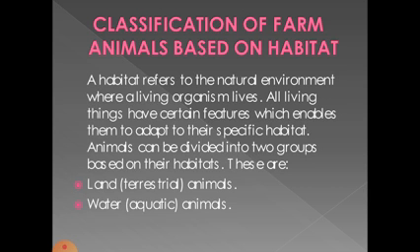Classification of farm animals based on habitat. A habitat refers to the natural environment where a living organism lives. All living things have certain features which enable them to adapt to their specific habitat. Animals can be divided into two groups based on their habitats. These are land or terrestrial animals, and water or aquatic animals.